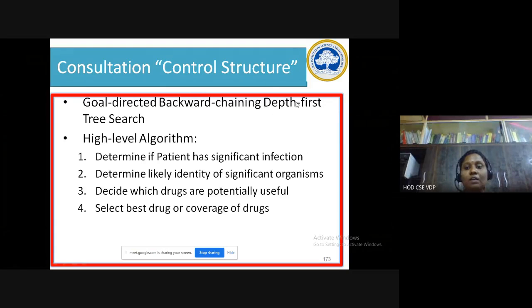Now what is it using? Obviously the DFS tree, and it is goal directed backward chaining. So you know the symptoms. What would be the origin, what would be the disease that has led to shivering and fever? So this is going to be a goal directed backward chaining approach.